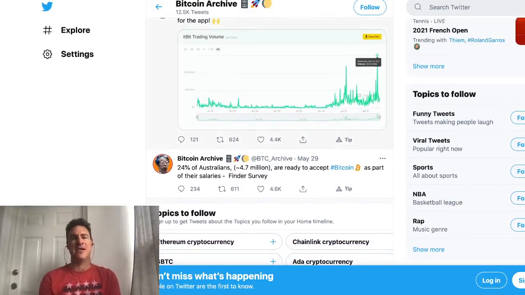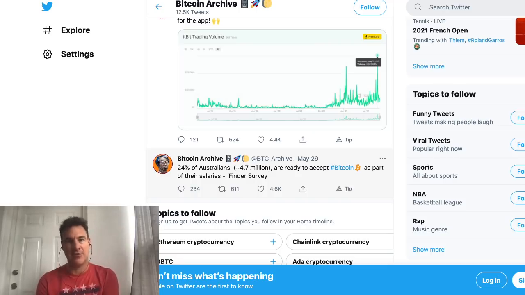What's this one? 24% of Australians, a quarter of the country, is ready to accept Bitcoin as part of their salaries, a survey finds. Can you imagine? Just think of this. It's insane what's happening all over the world. There was an ETF launched in France this week, and this is huge. And there's the SEC in the US. They've kind of had their hand forced now. They've failed us, right? So Canada has had a Bitcoin ETF for a while. Now France has got an ETF, and the USA is failing its citizens.